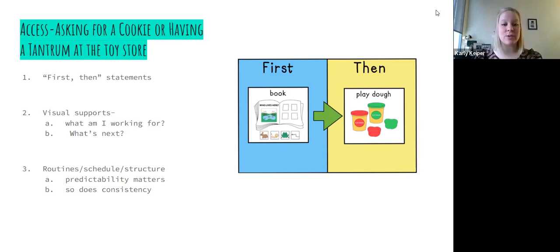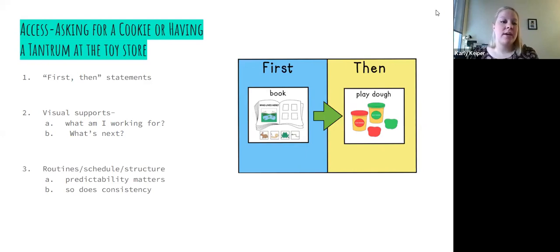And then routine, schedule, and structure. Structure is great all the time, in my opinion. When something is predictable, our brain doesn't have to think about it as much, right? So then we can give our time to other things. But also predictability helps us understand that we don't have to express maladaptive behavior to get what we want. It's going to happen during our day, right? So if I want to have Play-Doh time, and I know that after book time is Play-Doh time every day, I'm not going to show those maladaptive behaviors because I know once I read my book, I get to then go to Play-Doh, and that's consistent. I don't have to express the need. It's already being met.